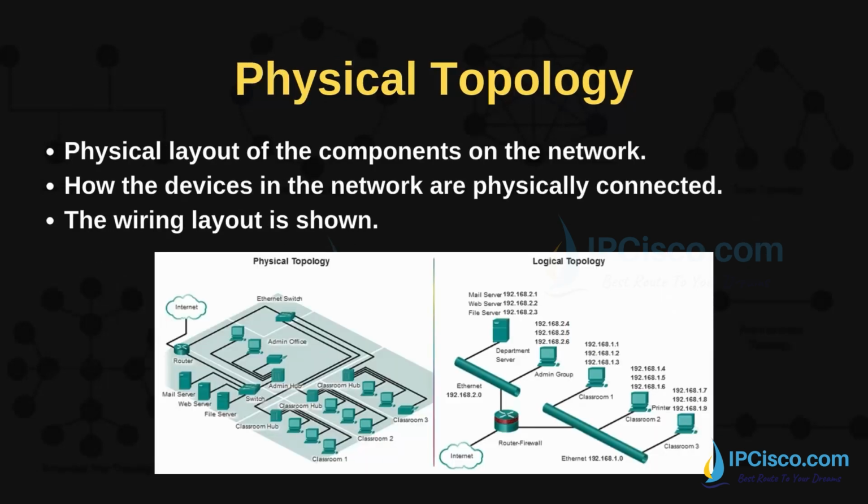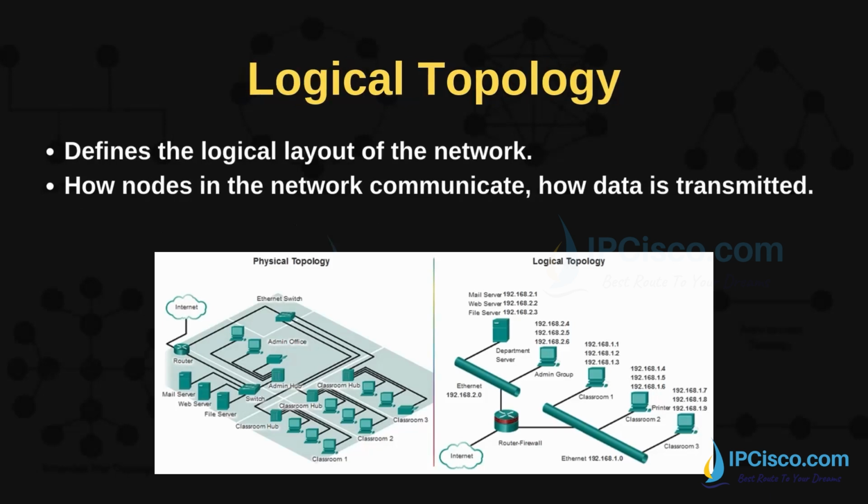Lastly, let's talk about two terms. In technical documents, we can see two different topology pictures. One of them is physical topology, the other is logical topology. Physical topology is the layout of the components on the network. It shows the physical connections in the network. The wiring layout is shown in this topology. In logical topology, the logical layout of the network is shown. It shows how nodes communicate and how data is transmitted.